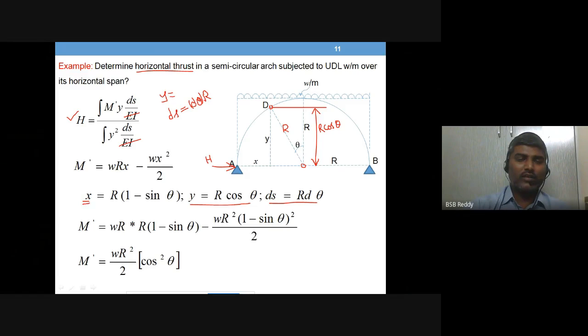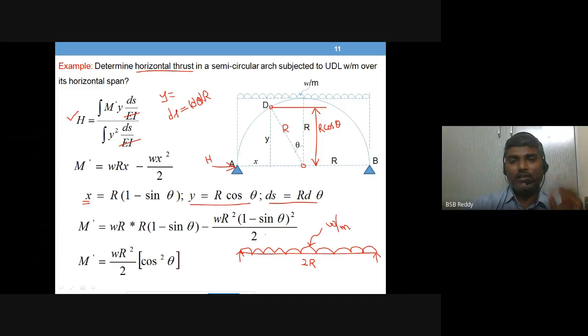Why do we require x here? When we want to write M dash, I have already explained what M dash is, and we will recall it. M dash is the moment in a beam of the same span and same load as the arch. So draw a beam of the same dimension: the span of the beam is 2 times r, and the load is a UDL acting on the total span, simply W per meter.